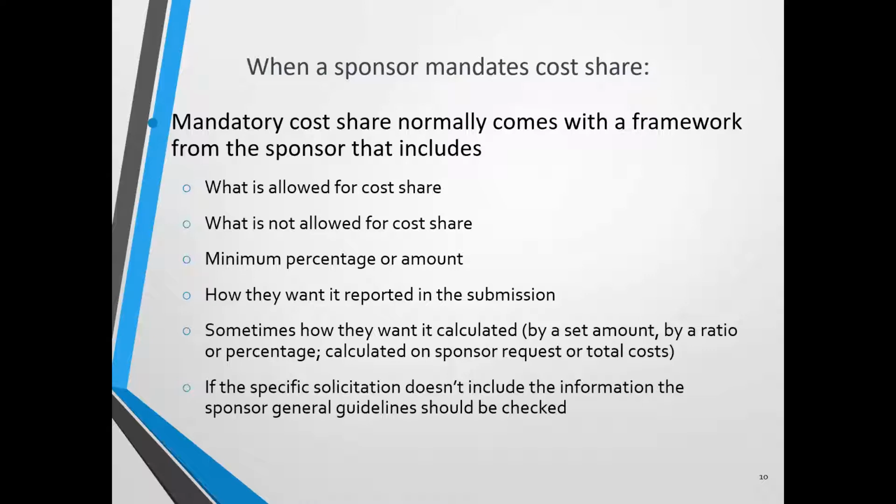And one of the things that you need to pay close attention to is whether they want it calculated on the sponsor requested amount or on the total cost. Because if they want to count it on the total cost, then they want the percentage calculated in an amount that also includes consideration for the cost share that's being provided. So that can have a big difference in your package. If the specific solicitation that you're looking at doesn't have information on what they allow or don't allow in the cost share or how they want it calculated, sometimes the sponsors have general guidelines that need to be checked for that information. And if you're a PI that's looking at this, know that in ORS, your proposal development specialist will help you come up with the right calculations for what the cost share package needs to have in it as far as the amount that has to be provided to the sponsor.